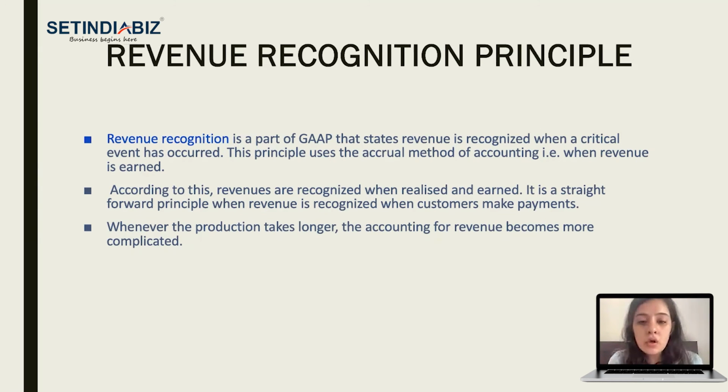Whenever the production takes longer, the accounting for revenue becomes more complicated, right? Why is there complication when production takes longer? This is because production may take a time period of maybe 6 months. So it is difficult for the company to say when the raw material is converted into work in progress, into the final product, and when that final product will be sold. If it takes much longer, maybe a year, maybe 6 months, it is very difficult to relate that final product and its sales, right? So this is the revenue recognition principle.